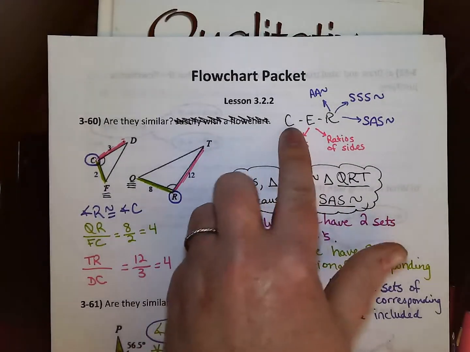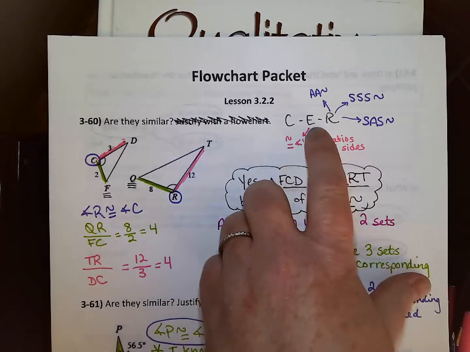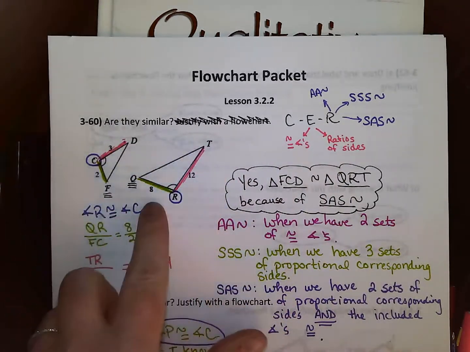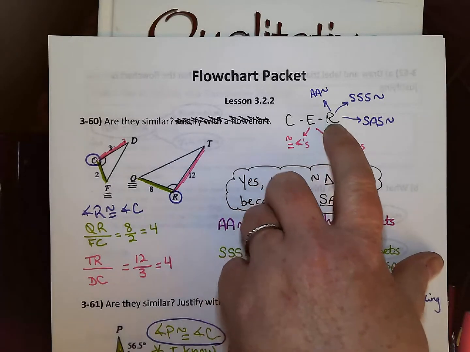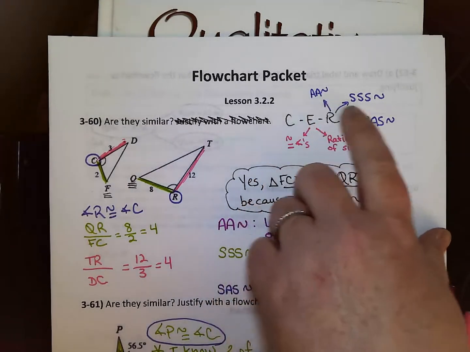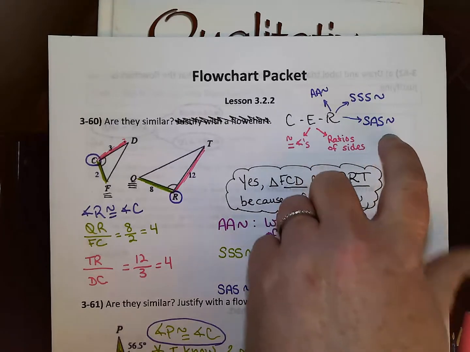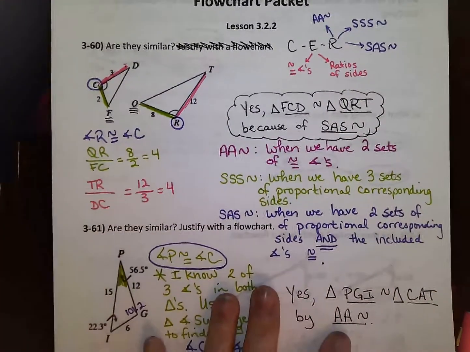So remember, we're going to make a claim: triangles are similar or not similar. We're going to evaluate our evidence, so look at the information we have on the diagram. And then we're going to justify everything with an overarching reason, which was our angle-angle similarity, side-side-side similarity, and side-angle-side similarity. Remember, this is what we get from our diagram.